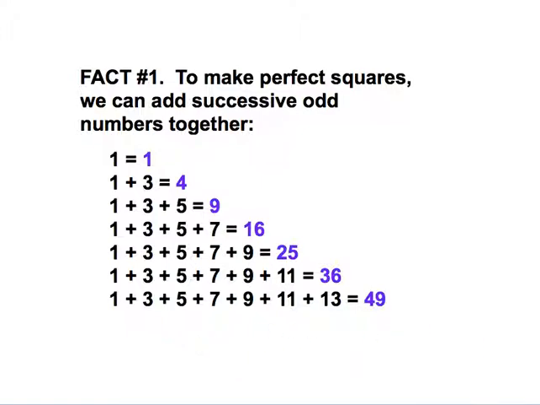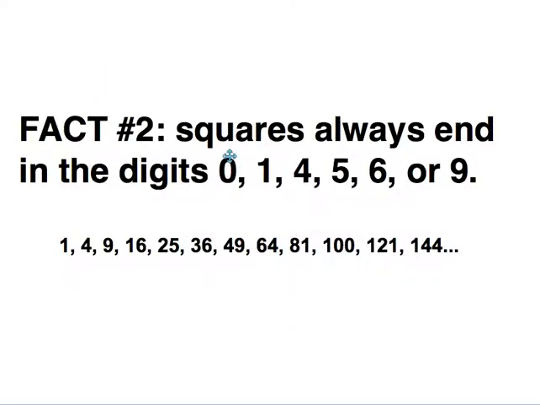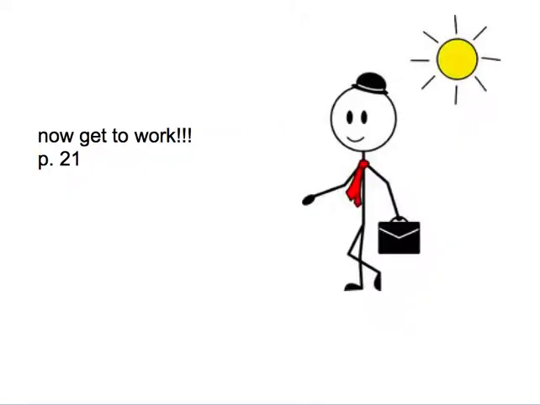So that's really interesting. The second interesting fact is that squares always end in the digits 0, 1, 4, 5, 6, or 9. So as you can see right here, these are your first 12 perfect square numbers, and they all end in either 0, 1, 4, 5, 6, or 9. Okay, I think that should be it. So you should be working on your homework. This has been a review of section 1.3.